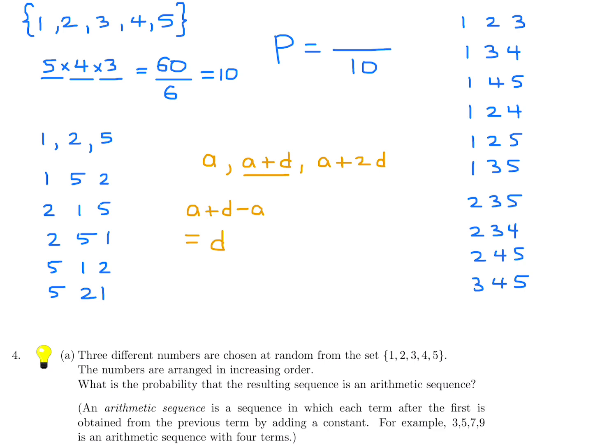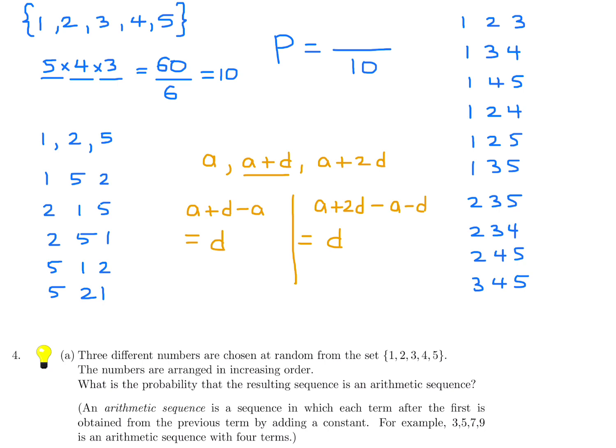You get D. And then similarly, if you take the third term, which is A plus 2D, and subtract from it the second term, which is A plus D, I'm subtracting, that's why it's going to be minus A minus D, then again you get just the D. So that means the difference is what you get when you subtract consecutive terms. So we have to do the same thing.